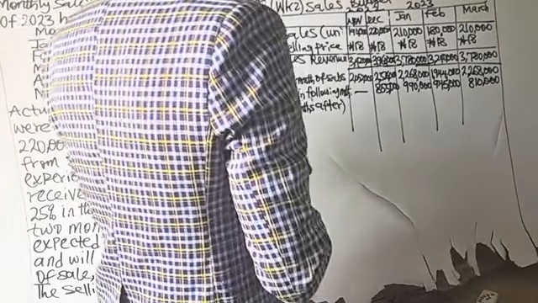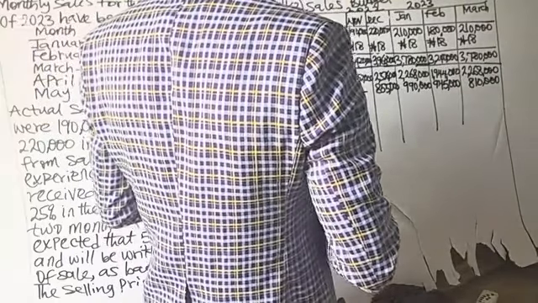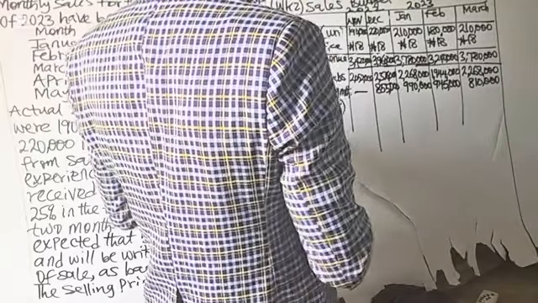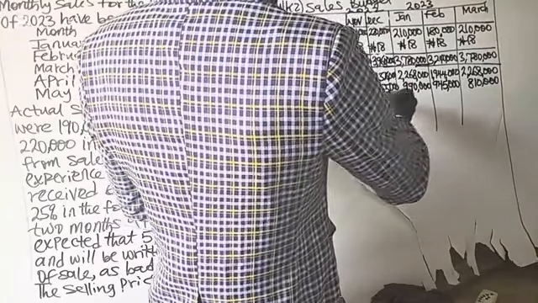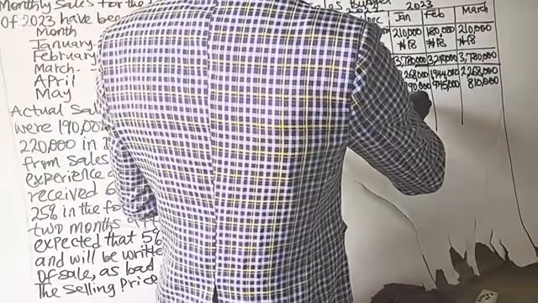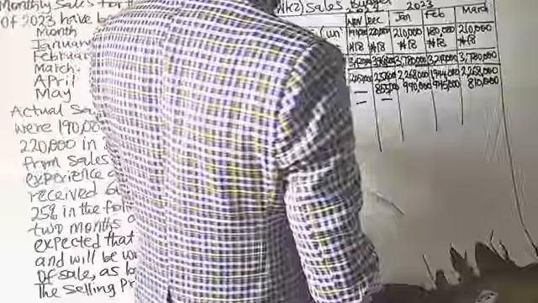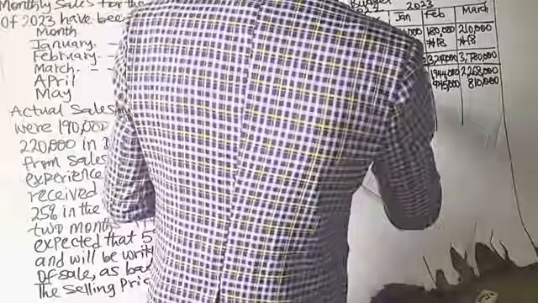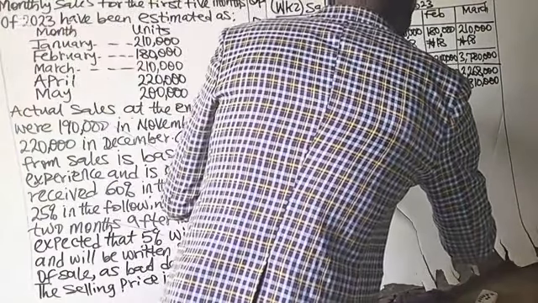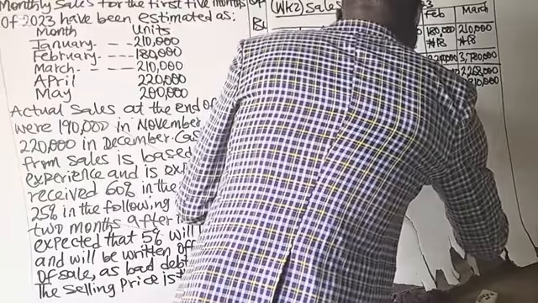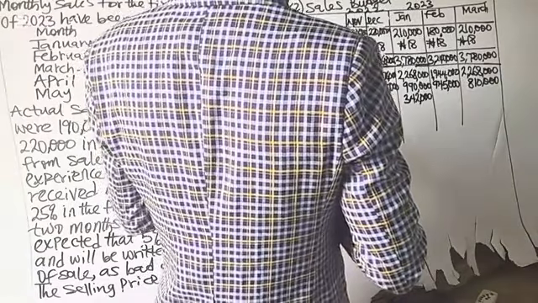Then of the sales that were made in November 2022, 10% will be received in 2 months after. That means 10% will not be received in November. It will not be received in December 2022 until January 2023. So what is 10% of 3,420,000? That will be 342,000. That will be received in January 2023.